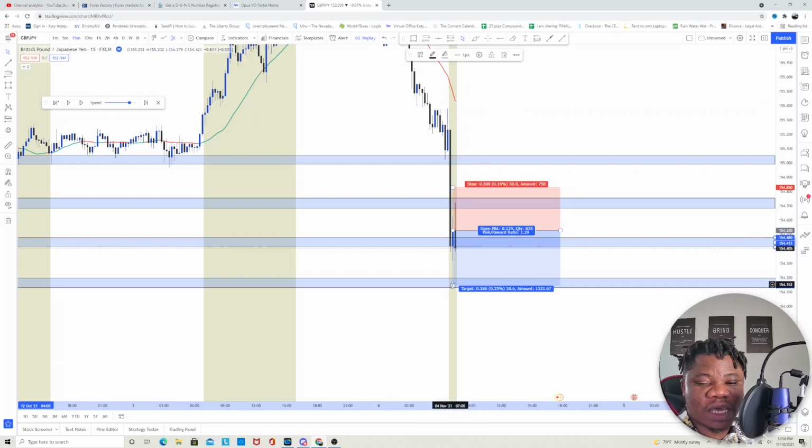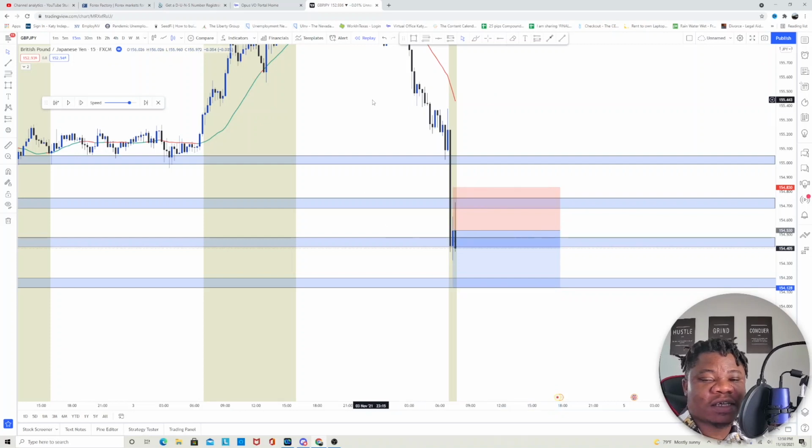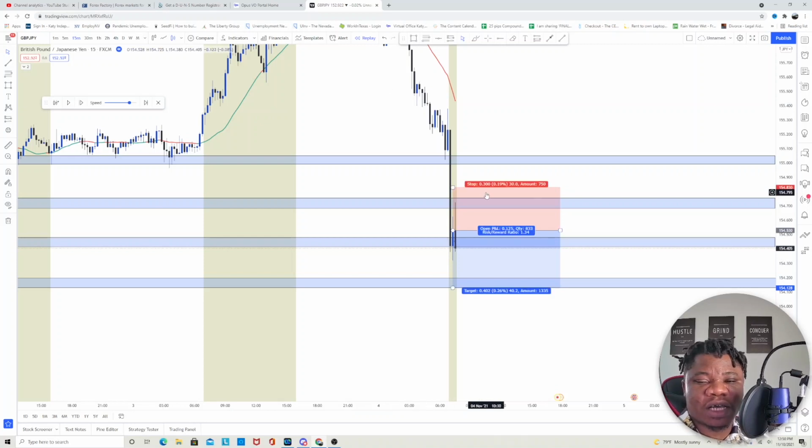For this trade, we're looking at 40 pips here. That's why I told you guys, in some cases, you might not be able to get 50 pips. So always get whatever the market gives you. If the market gives you 20 pips or 30 pips, just take it and then come back the next day. Now we have our stop loss here for 30 pips and our potential take profit target for 40 pips.